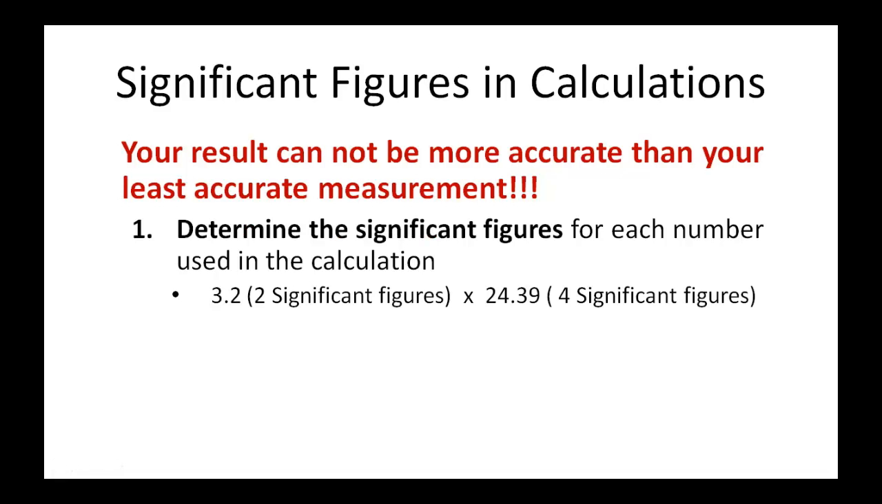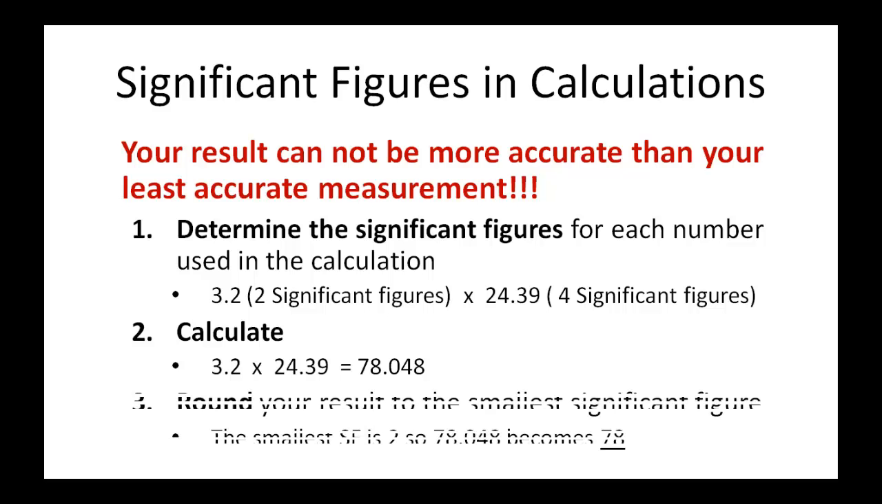The first step is to determine the significant figures for each number used in the calculation. You're not doing the calculation, you're just checking how many significant figures there are in each element. Step 2. Calculate. Use all the digits. You don't care about significant figures when you're doing this part. Step 3. Now you need to round your result to the smallest significant figures.